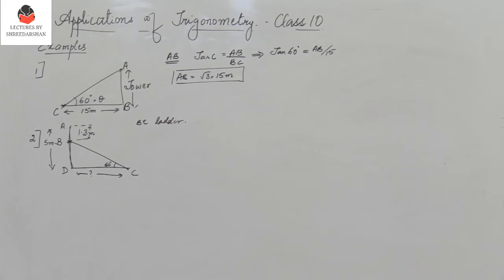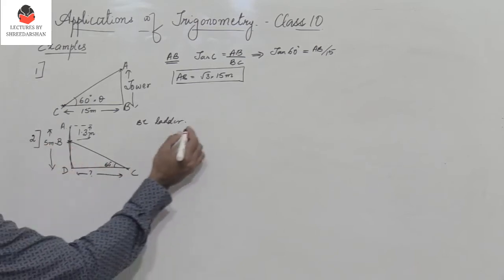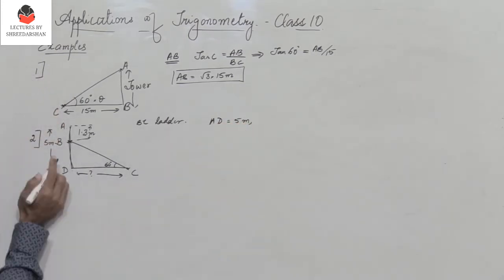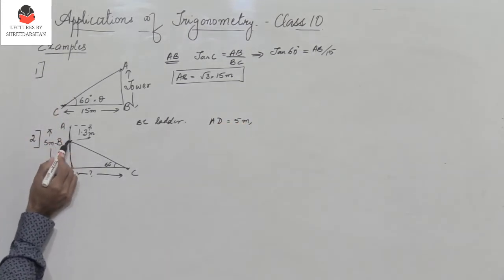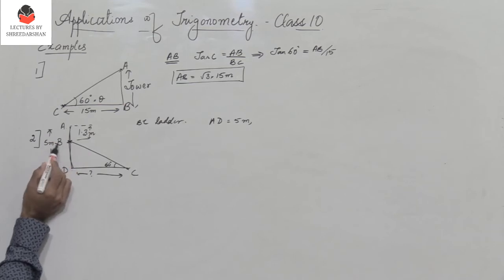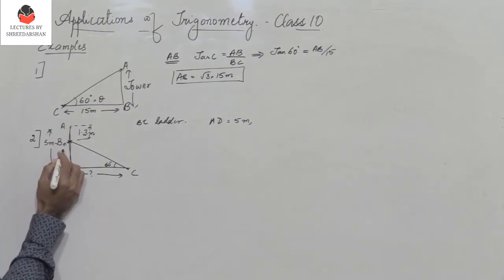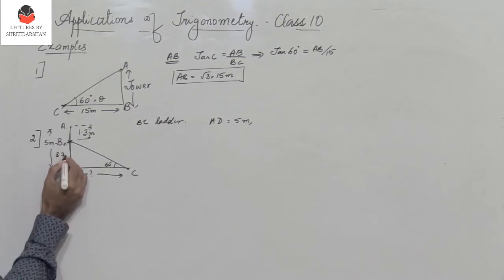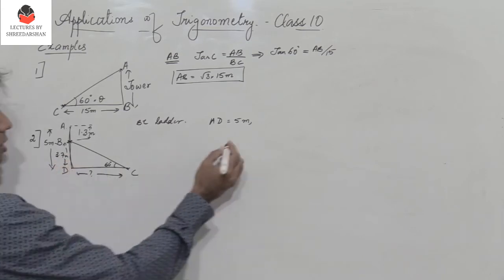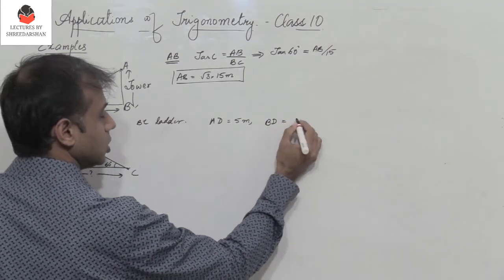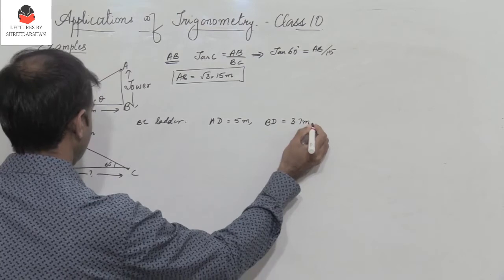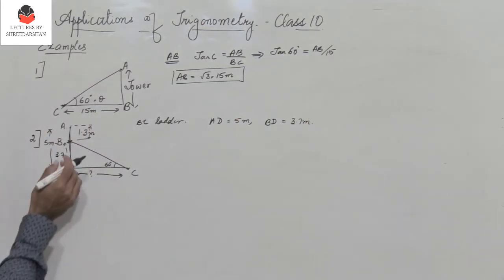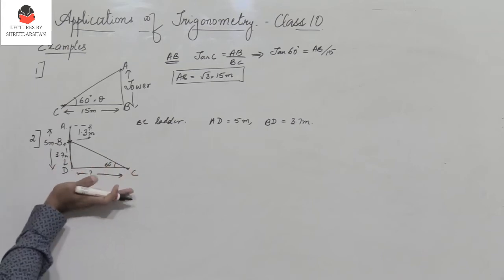So how do we solve it? Given the height of the electric pole, AD is 5 meters, and B is 1.3 meters below the top. So what is the length BD? The length BD is 5 minus 1.3, which is 3.7 meters. So here we have BD, which is 3.7 meters, and I know the angle here, which is 60 degrees. The ladder makes an angle of 60 degrees with the horizontal.